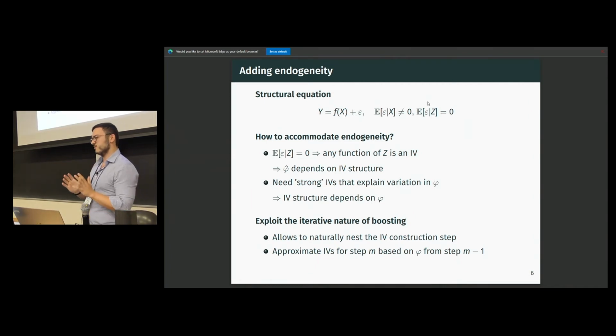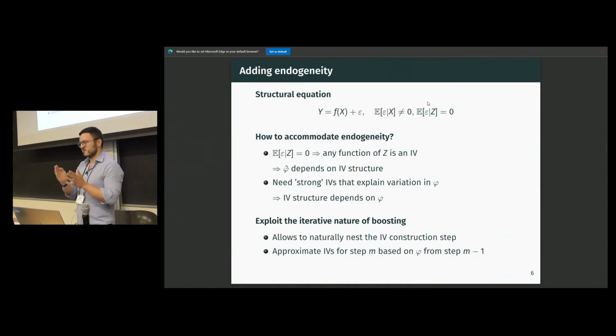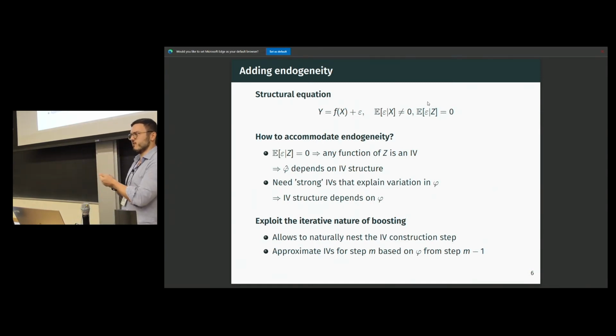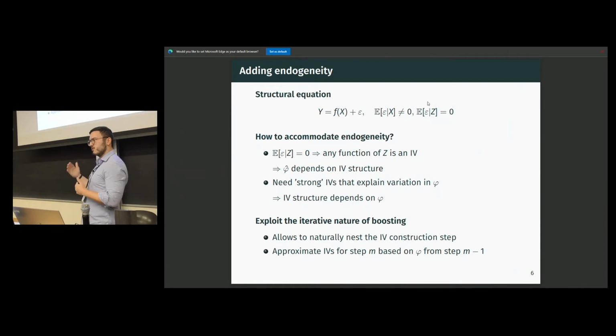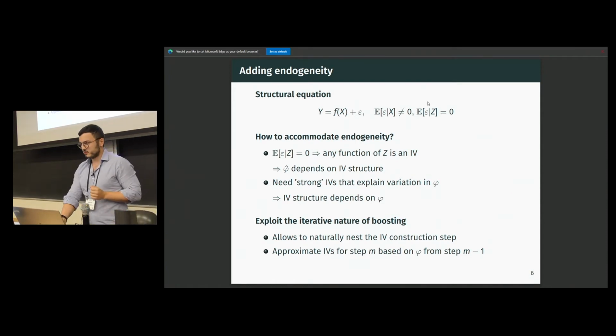So the estimates of our basis function depend on the IV structure that we're going to use. But at the same time, in order to construct these strong instruments, we need to get some idea of how the basis function looks like. We need to understand what we need to fit it to. So we have the dependence of the instrument structure on the form of the basis functions, and this iterative interdependence in the algorithm. Fortunately, boosting is iterative by its nature, so we can easily incorporate this interdependence of the parameters into the boosting algorithm. The key here is that we can use the basis function learned at step m-1 as a proxy and construct instruments for step m. So more details to follow.